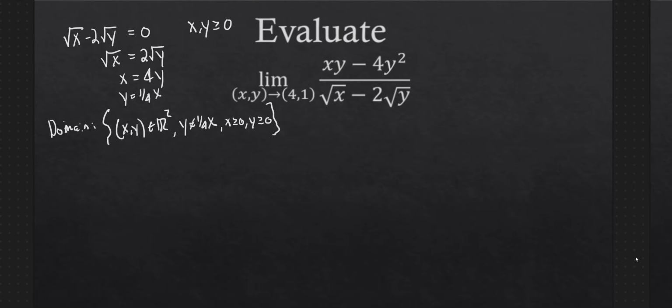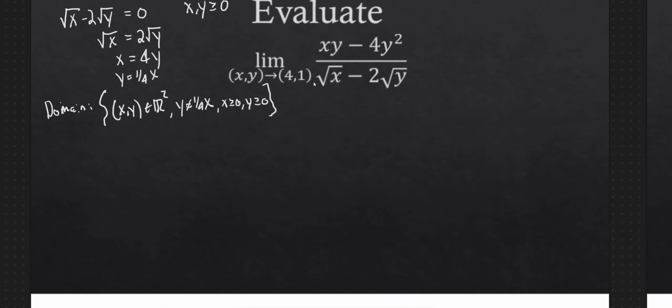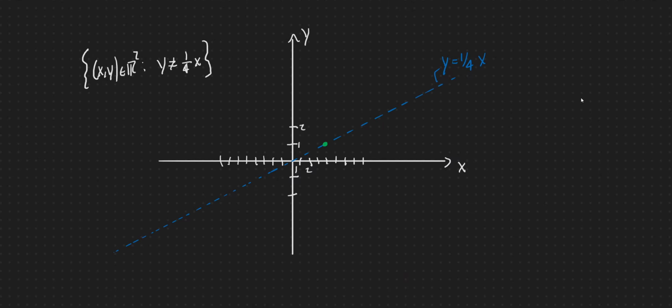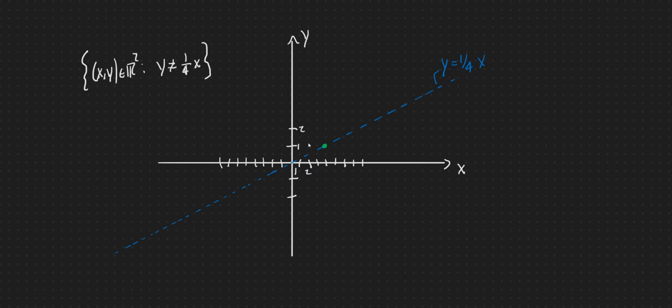So okay, I'm going to graph this domain together with the point 4, 1. I did actually mess up when I was drawing this, because we have x greater than or equal to 0 and y greater than or equal to 0. So these are also all boundary points along this. And so my region is all this stuff over here, except for this line, y equals 1/4 x. So I've done that as a dotted line.